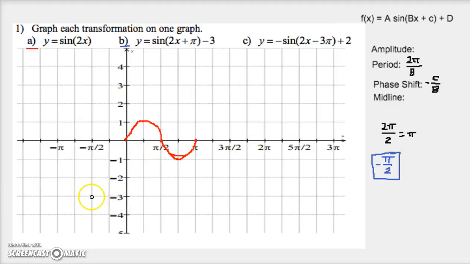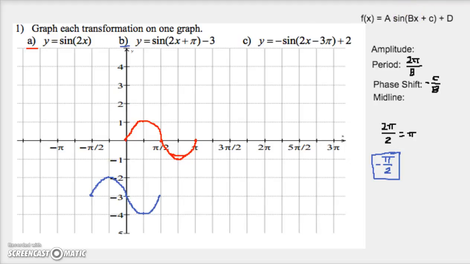So our beginning would be right here at negative pi over 2. Our end would be at positive pi over 2 because you shift this and right here. And everything else looks the same. So we have our basic look, just shifted down 3 and moved to the left by pi over 2.